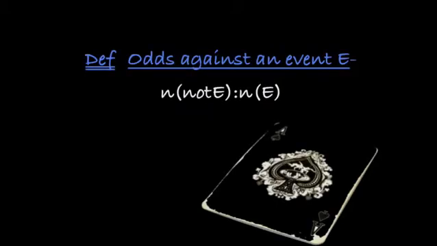The definition of the odds against an event E. That is the ratio of n of not E to n of E. It's the number of outcomes that are not in E to the number of outcomes that are in E. This is also thought of as the number of failures to the number of successes.